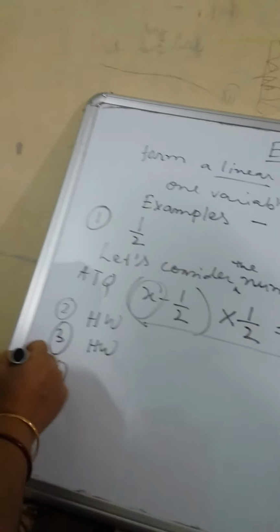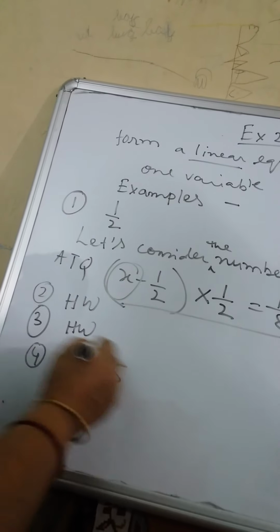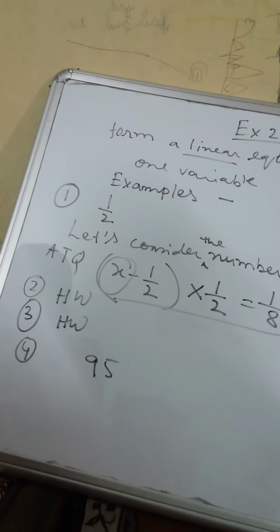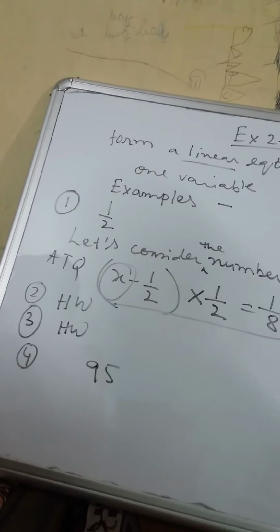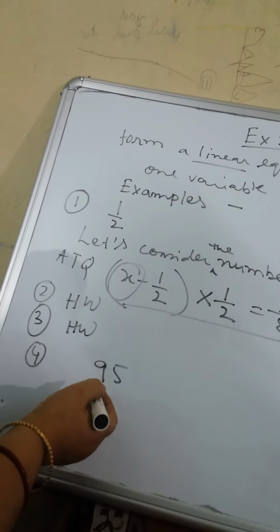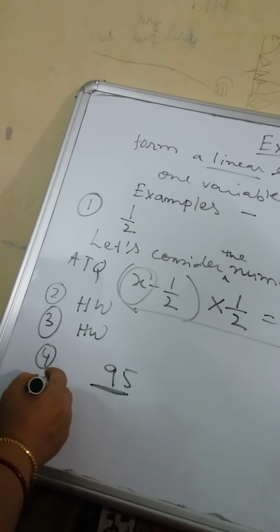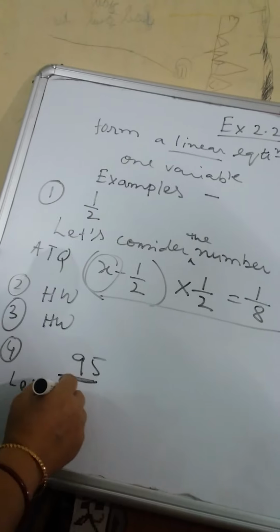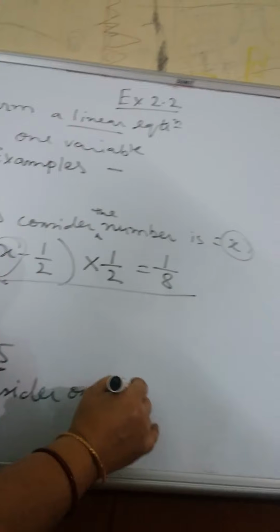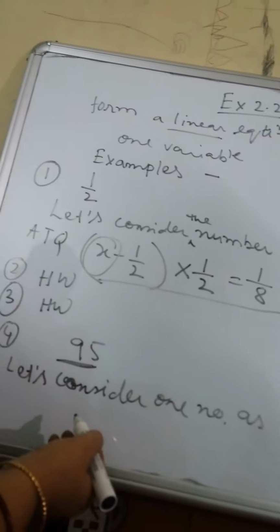Question number 4. Sum of two numbers is 95. If one exceeds the other by 15, find the numbers. That means sum of two numbers is given. If sum of two numbers is 95, so let's consider one number as x.